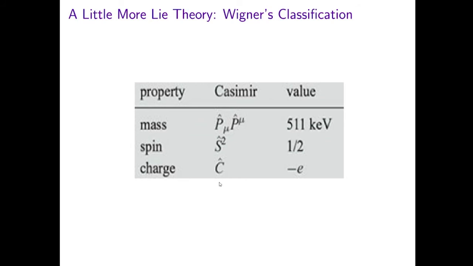is called Wigner's classification, and each Casimir corresponds to a physically observable value or a quantum number. Isn't that beautiful?